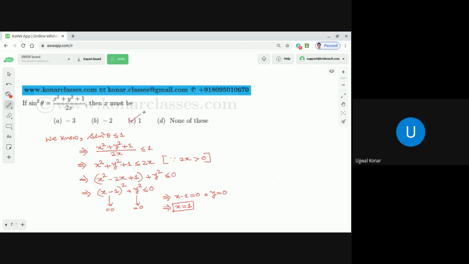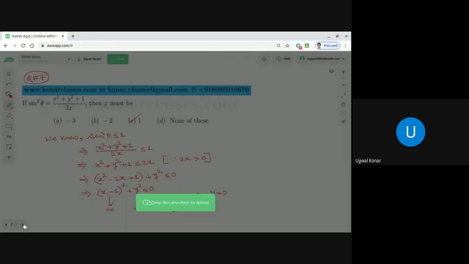But at the same time, remember, dear students, it also depends on the value of y. Okay, so this is all about question number 7. Any doubt, please do let me know. I hope it is clear. Next question, dear students.